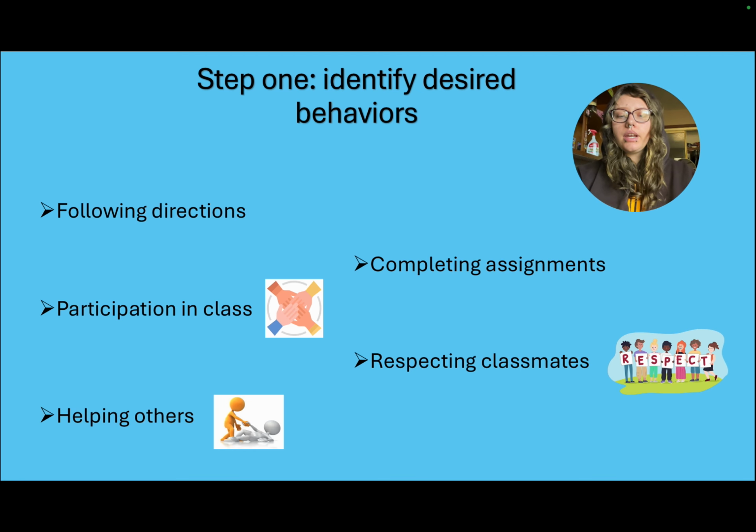The first step in creating a classroom reward system is identifying the behaviors you want to encourage. In this, it is important to be specific when creating expectations so students clearly understand what they need to do. Some examples include following directions, completing classroom assignments, participating in discussions, respecting classmates, and helping others. Choosing clear behaviors helps students know exactly what actions will earn rewards and makes the reward system easier to implement.